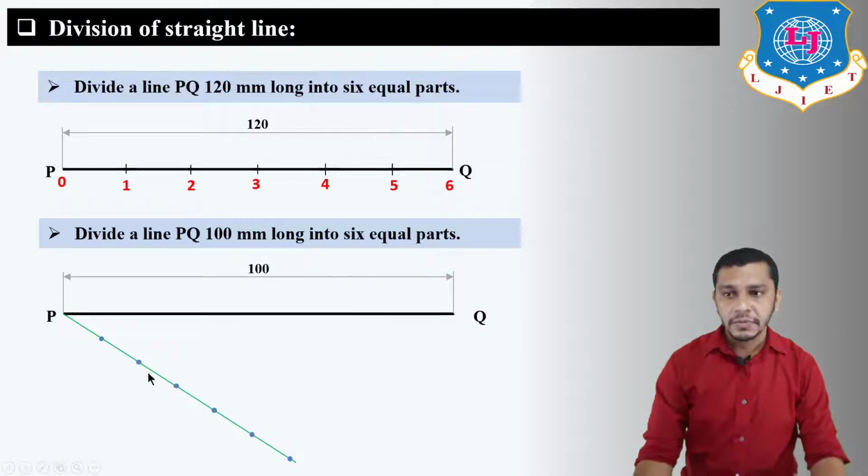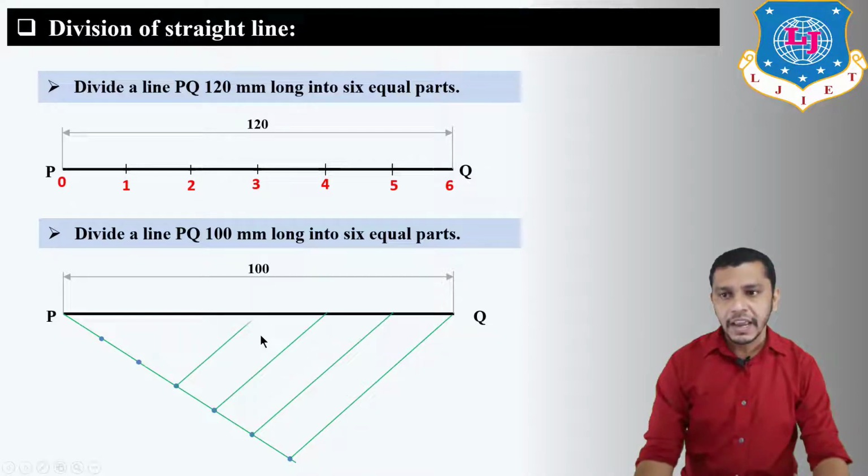After marking 6 points on this inclined line, join the last point to the other end of the line. That means join the last point to point Q. Now after joining, draw lines parallel to this line from each point of the inclined line. To draw parallel lines, we will use the roller scale. So take the roller scale and draw lines parallel to this line from each point. These lines will intersect line PQ at different points, and you will have a line divided into 6 equal parts.